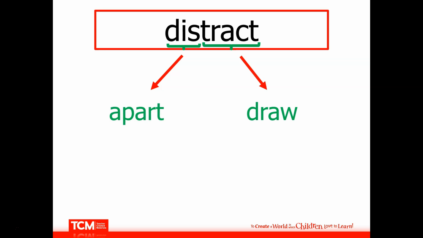So we can engage students in the divide and conquer strategy in a variety of ways. Let's take one of the words that we've been working with, distract, and break it apart into its word parts. Number 1 is DIS, which means apart, and then tract, which means to draw, okay?